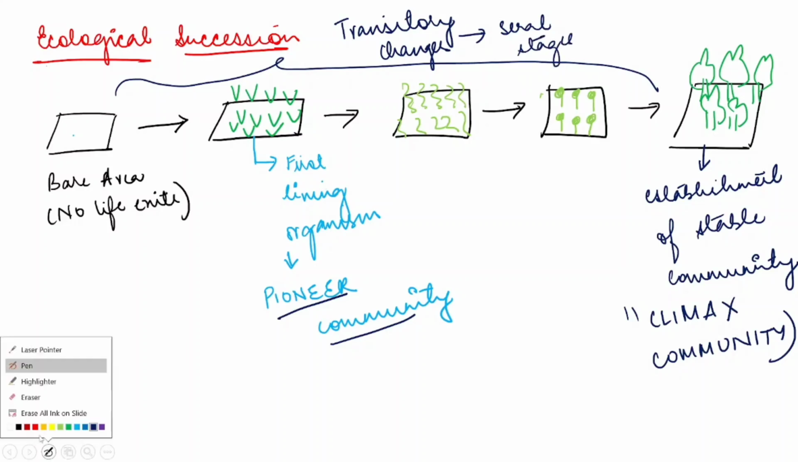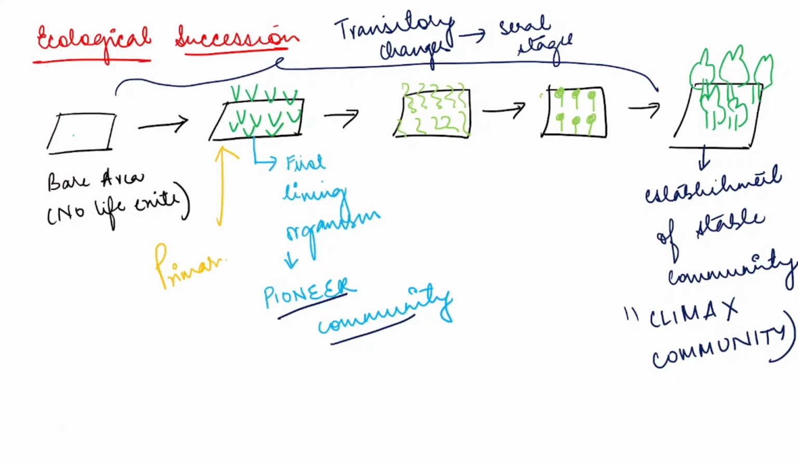Clear? And one more thing: this is the first living organism that occupies the barren area, so we call it primary succession, right? And here this organism replaces the first living form. This is the second life form that established here, so we call this secondary succession. Clear? These are the gradual and predictable changes in species community over a specific time period in an area. We call them ecological succession.